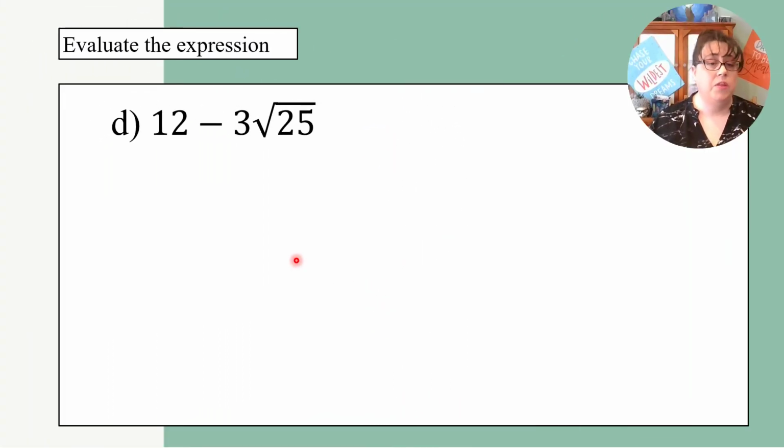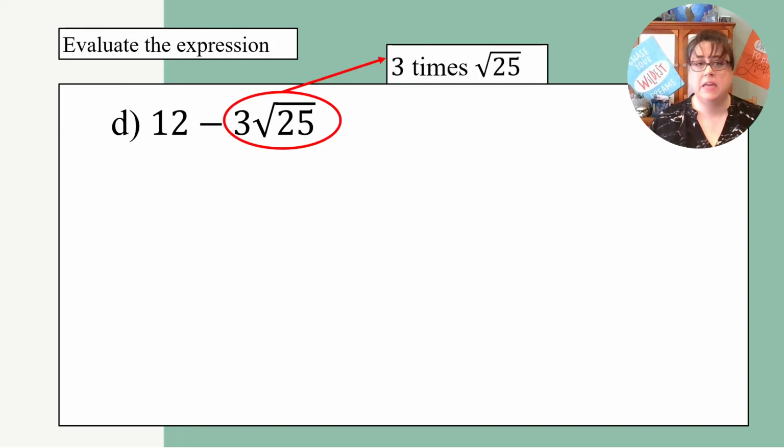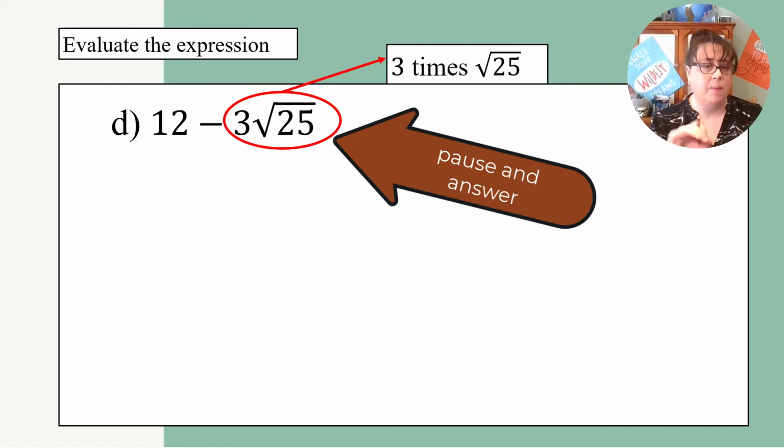Again, remember, when the 3 is next to the square root of 25, it means 3 times the square root of 25. Now that I gave you that little bit of help, I would like you to pause this and do this one on your own.